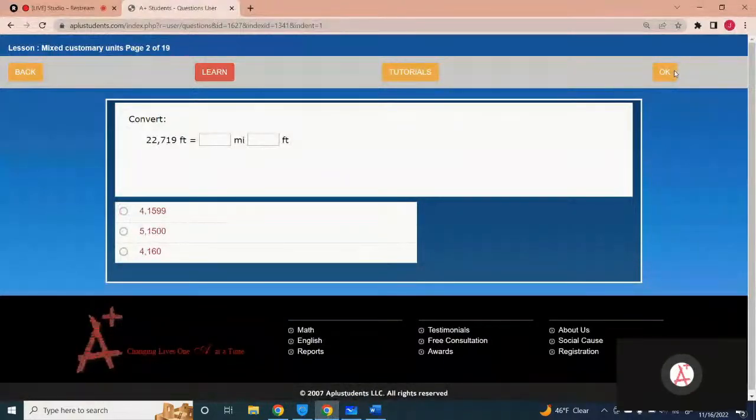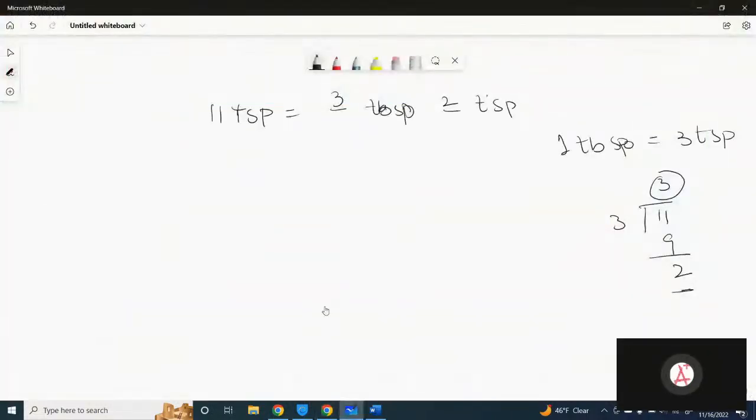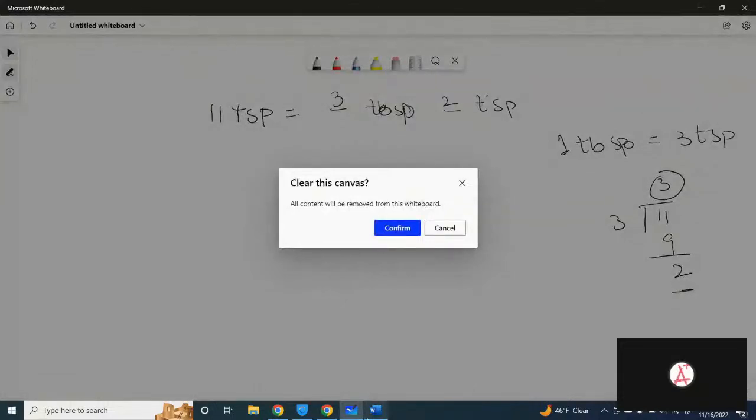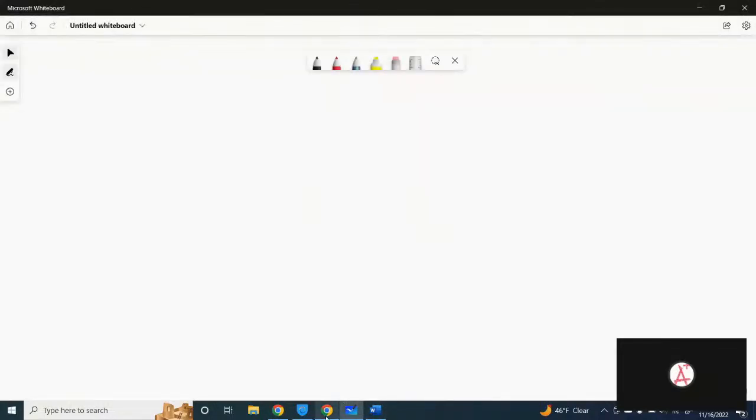Okay, you have 22,719 feet. You have to convert it to miles and feet. 22,719 feet equals how many miles and how many feet.